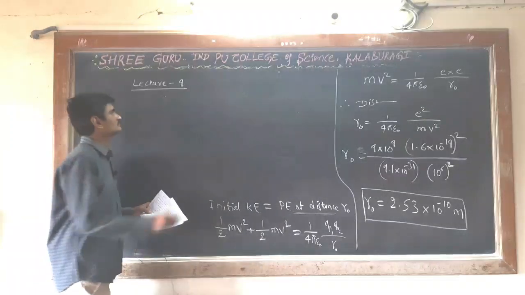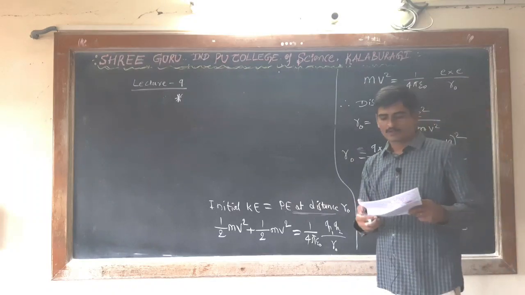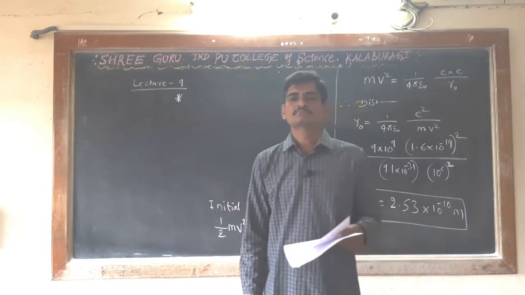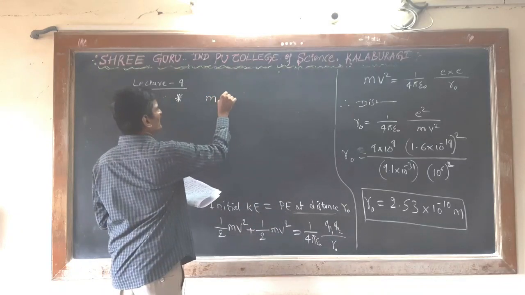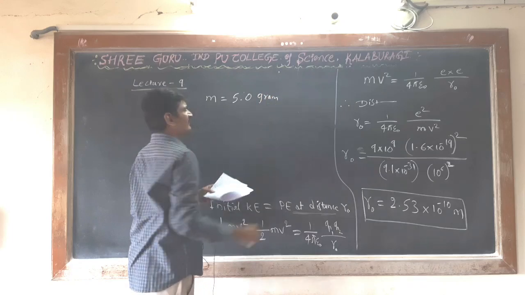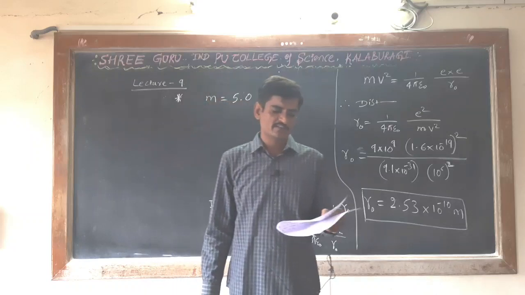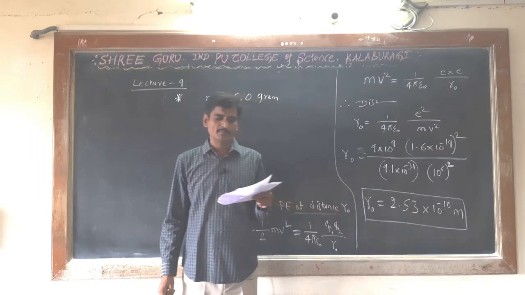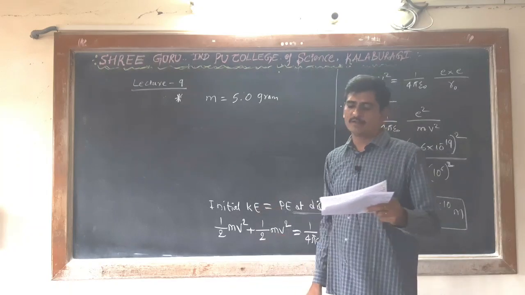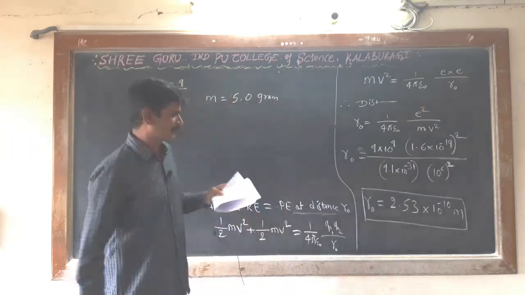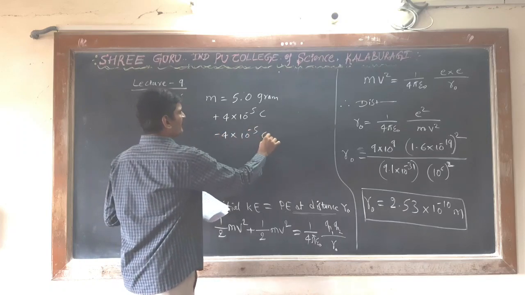Write down the next problem. Two particles have equal masses of 5.0 gram each, and opposite charges of plus 4 into 10 to the power minus 5 coulomb and minus 4 into 10 to the power minus 5 coulomb.